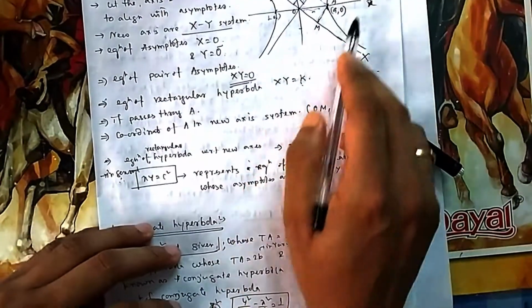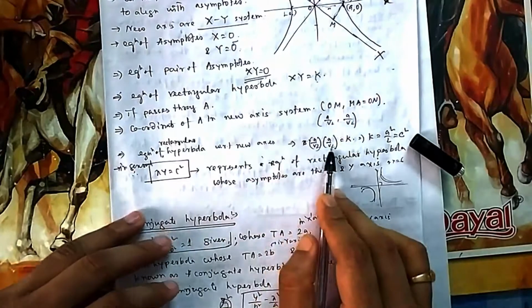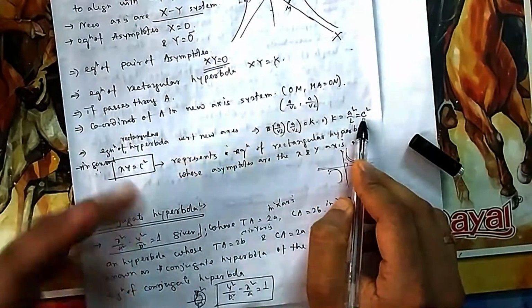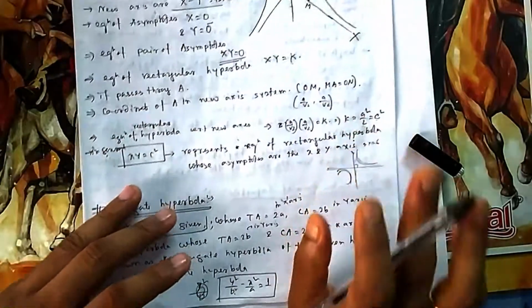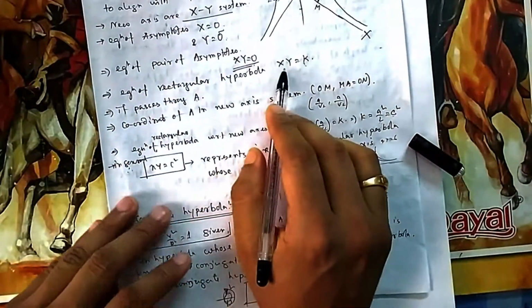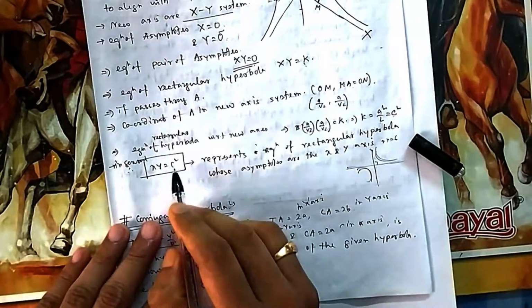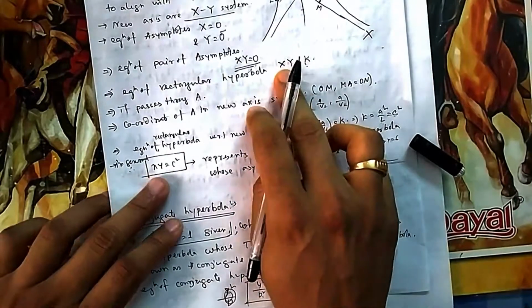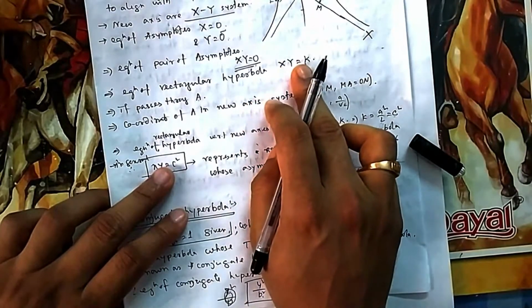Now this hyperbola has to pass through this point. So if you put it there, you find the value of k, which is A square by 2. Let us take a constant c square, or any constant. So that means XY is equal to some constant. That means small x, small y is equal to, now forget about this. This is the conclusion that we got: capital X, capital Y is equal to c square.